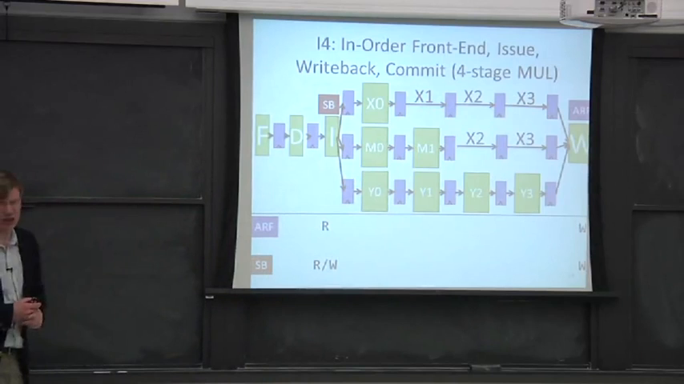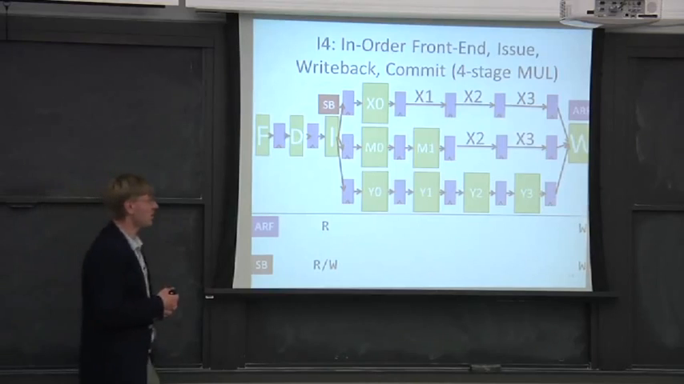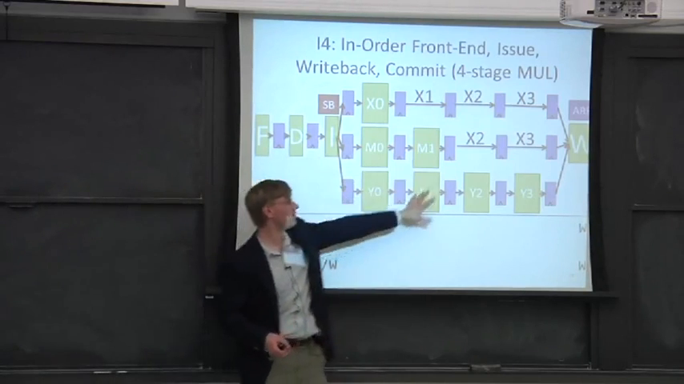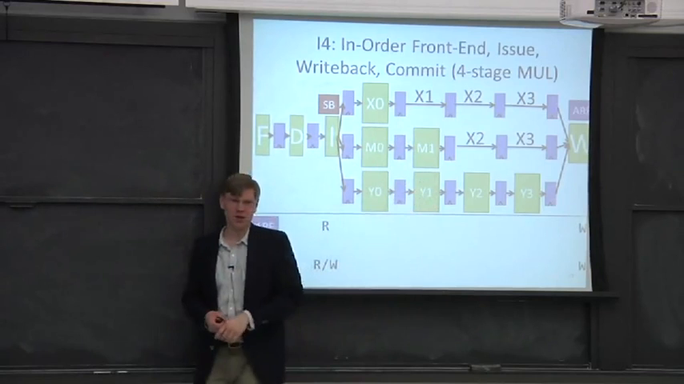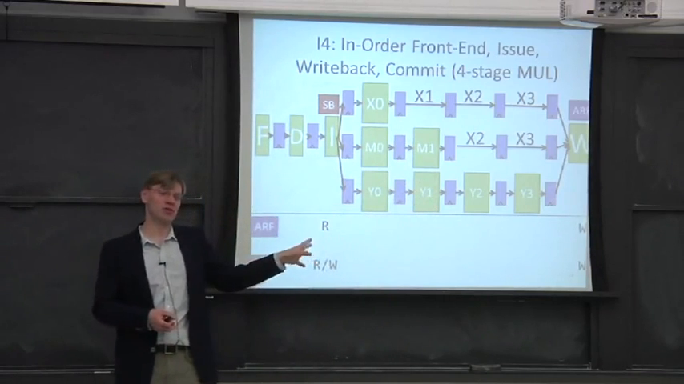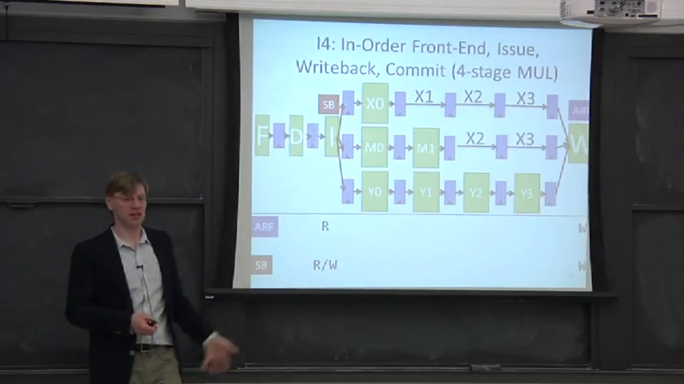So that's what's in our architectural register file. We read it here, we write it there. That makes sense. We may have to bypass some in-flight values around, but those are not in our architectural register file. Those have not been committed. Those are just in-flight speculative values.